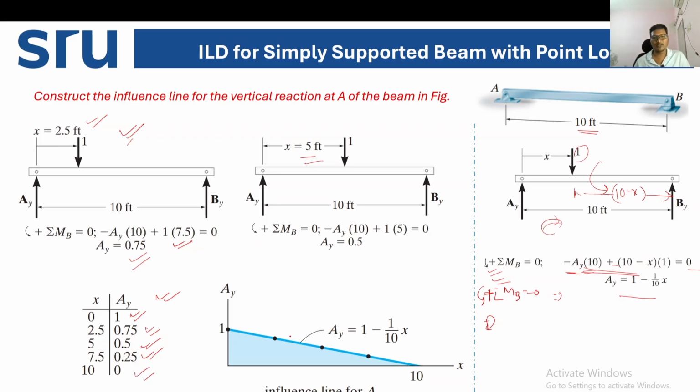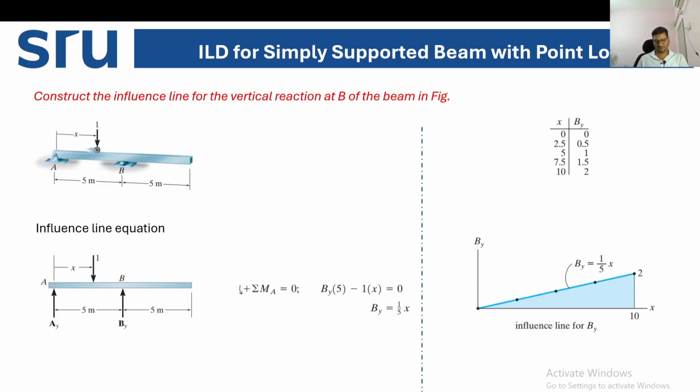So you connect all the dots, whatever points we have identified depending upon the x values, and if you connect, it will be the influence line diagram. Okay, so this straight line equation is AY is equal to 1 minus 1 by 10 x. I hope you understood how to construct the influence line diagram for reaction.